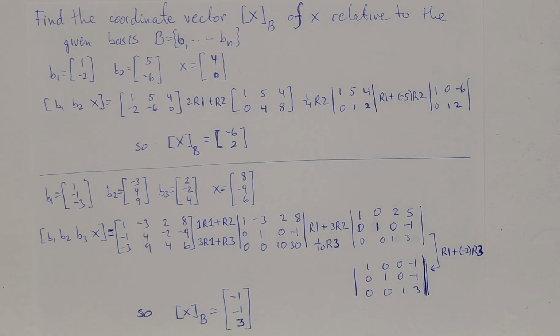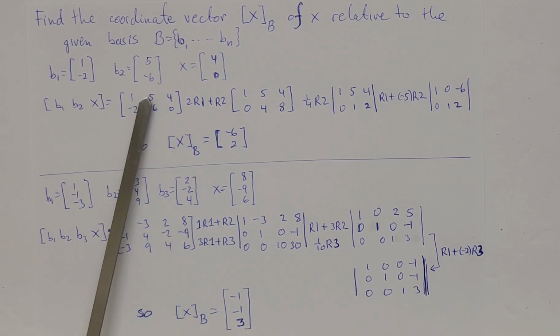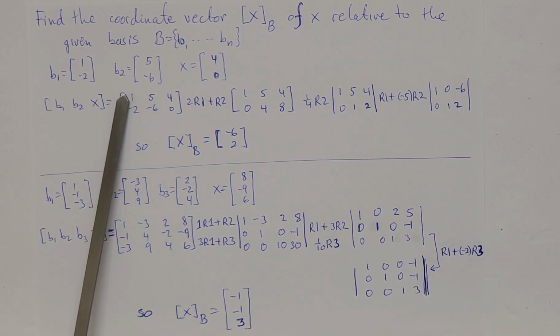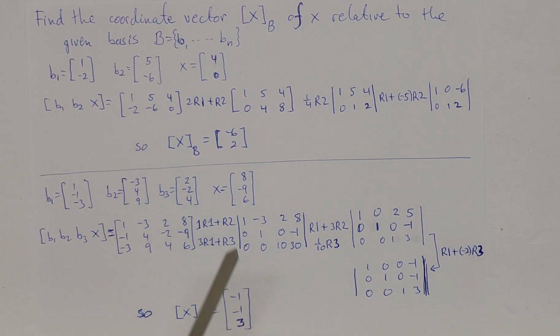Now you can check this to see if it's true or not. So we can go back. This is how you would check. -6 times 1 will be -6. 2 times 5 is 10. -6 plus 10 is +4. So that's how you check.